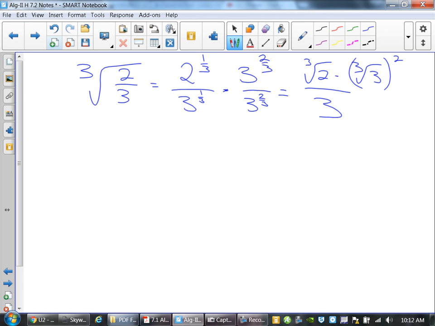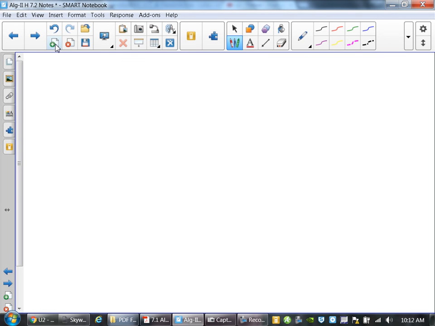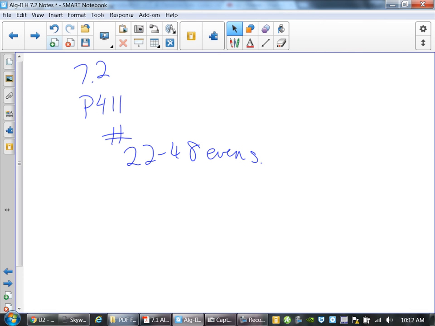So let's see. This is 7. Almost over the right page. Let's do this. This is 7.2. This is page 411, numbers 22 to 48 evens. Okay? That's about as far as we'll go through those today, and then we'll see what we wind up with tomorrow. All right? We'll build into this tomorrow. We'll talk about adding, subtracting, and then throwing in the variables.